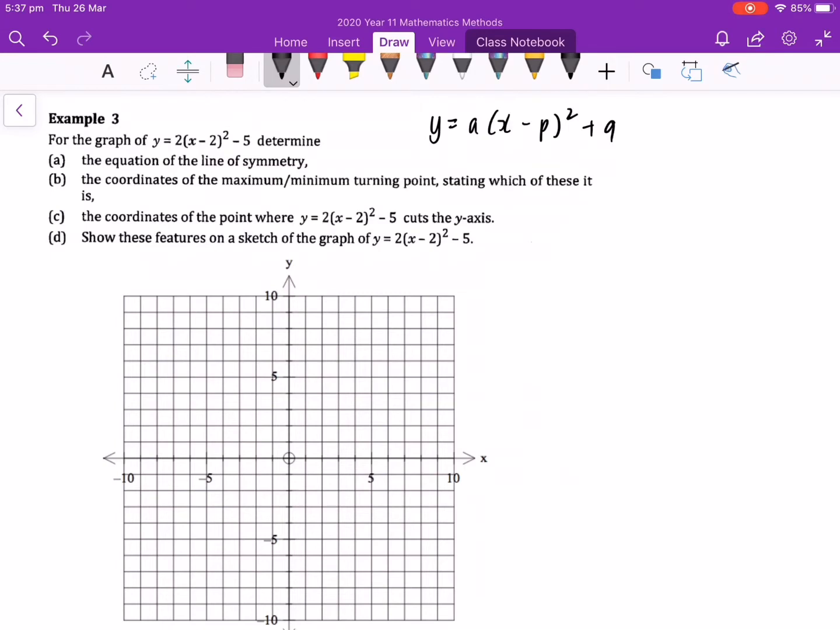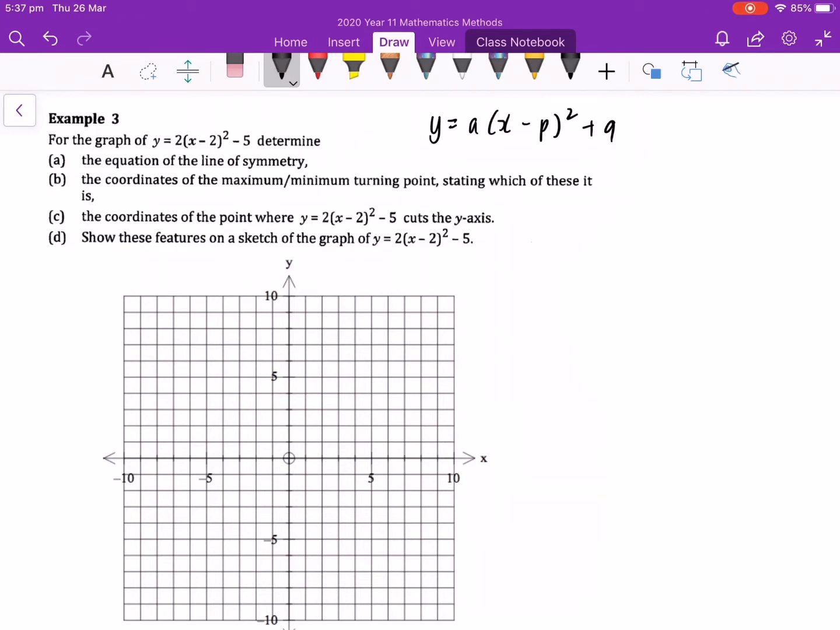And there'll be another few videos coming out where they are in different forms, and I'll show you what they look like later on. Okay, so let's have a look at this example here. So we're looking at a graph that is y = 2(x − 2)² − 5. And we're going to determine a few things.